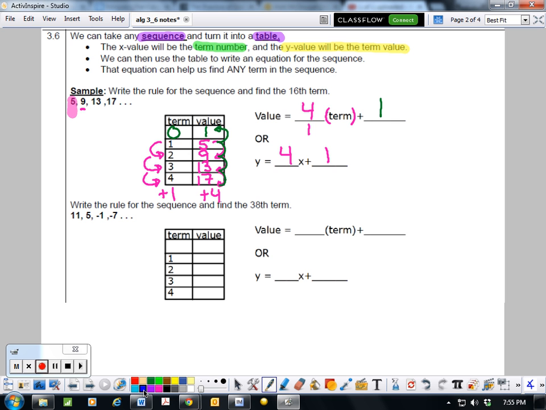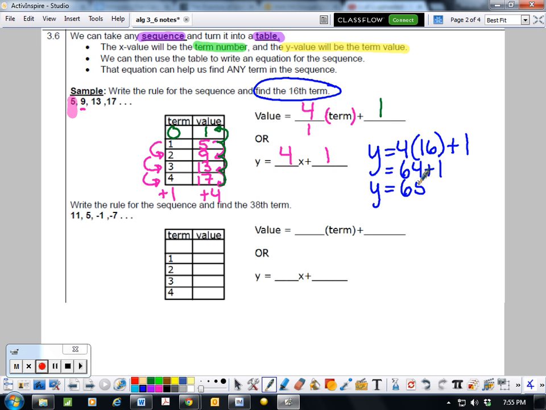Now I need to find the 16th term. So I'm going to plug in 16 for x. So y equals 4 times 16 plus 1. Well, 4 times 16, let's see, 4 times 10 is 40, 4 times 6 is 24, 40 plus 24 is 64. So my 16th term should be 65. And that's it.